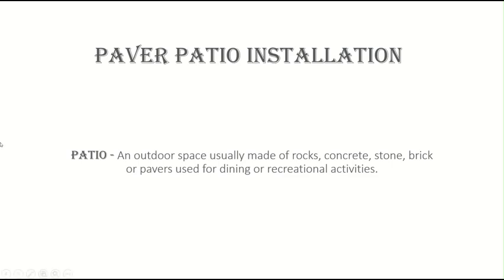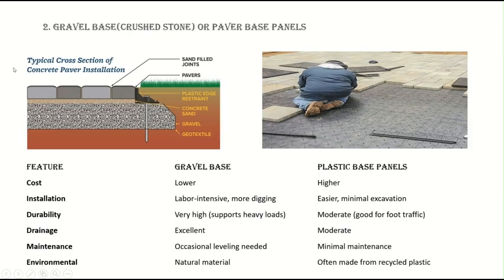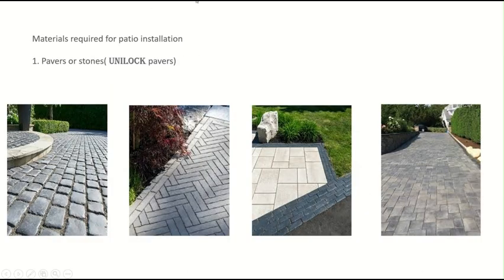The first material, of course, is pavers. So we are going to install a patio, so we will need pavers. Pavers are just like the bricks are to the houses. We build a house, and the brick is the building block for the houses, and the pavers are for the patios. They come in different shades, different colors, different sizes. It totally comes down to how we install it, and then the look is going to go.